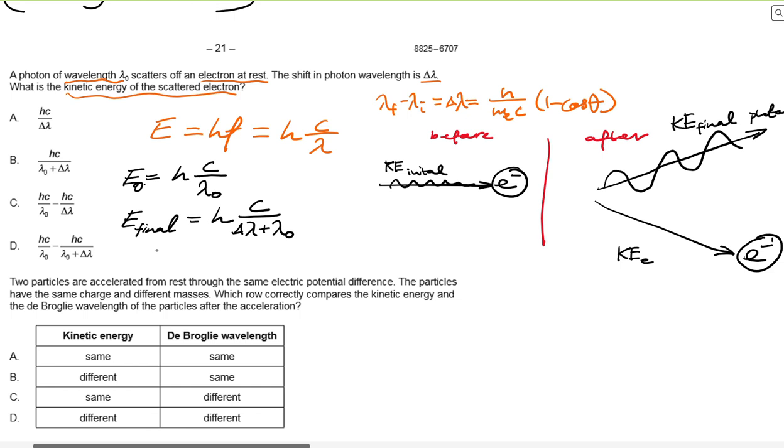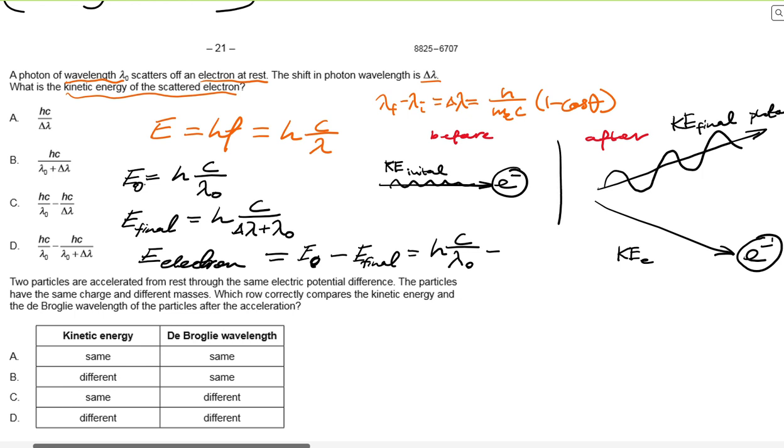And so our E electron must be E final of the photon minus E naught, which is equal to E initial, that is the total kinetic energy, minus the E final. And we get hc over lambda naught minus hc over (lambda naught plus delta lambda). And that is D. That's our answer.